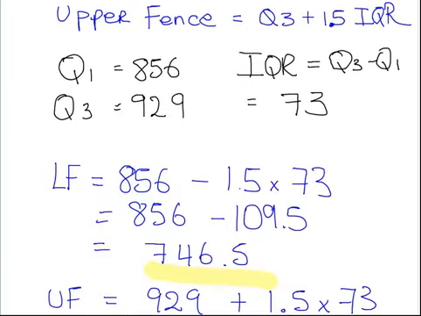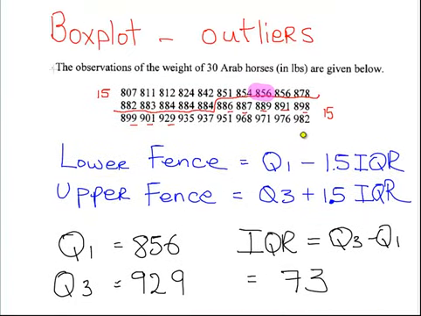Essentially what we're going to do is just check back to our data set and see, are there any values less than the lower fence? And here the lowest value is 807. No, there's no values less than the lower fence. And what about the upper fence? Is there any values there greater than 1038.5? No. So in this particular case, we will not have any outliers on our box plot.